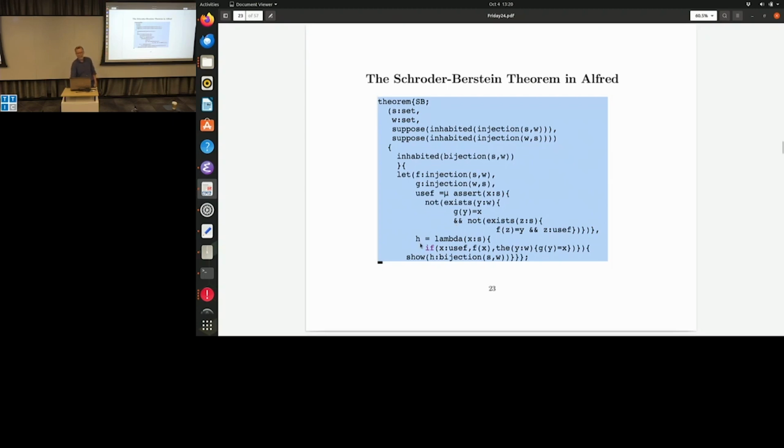And then we define our bijection. Our bijection is a function that says if we have to use f, the return value is f of x. If we don't have to use f, find the y such that g of y equals x, and return that y. Is that parsing? Okay.